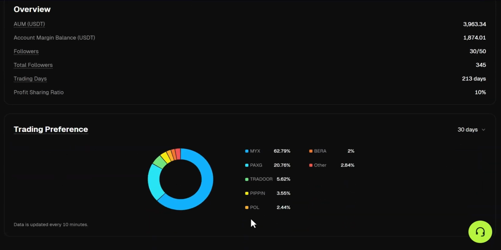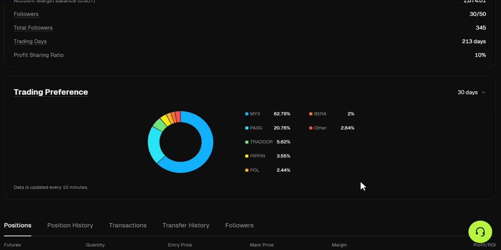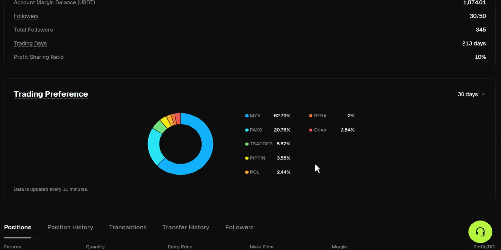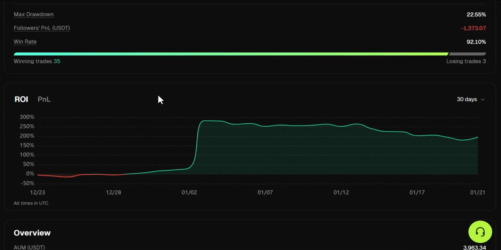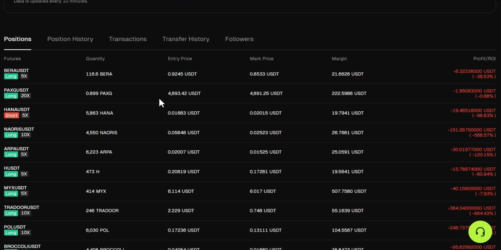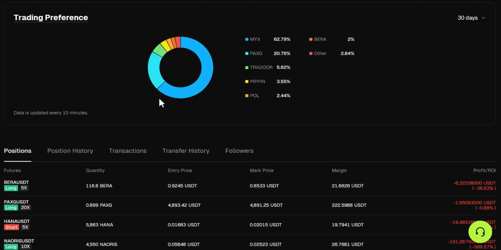Trading token preferences. Focus on traders who mainly trade major coins like Bitcoin and Ethereum. Low cap altcoins are way higher risk and can move against you very quickly. Trader description. Some traders actually explain their strategy here, which can give you good insight into how they trade. Take your time here and check carefully the statistics and what kind of trader you're copying, since you're trusting this person with your money.